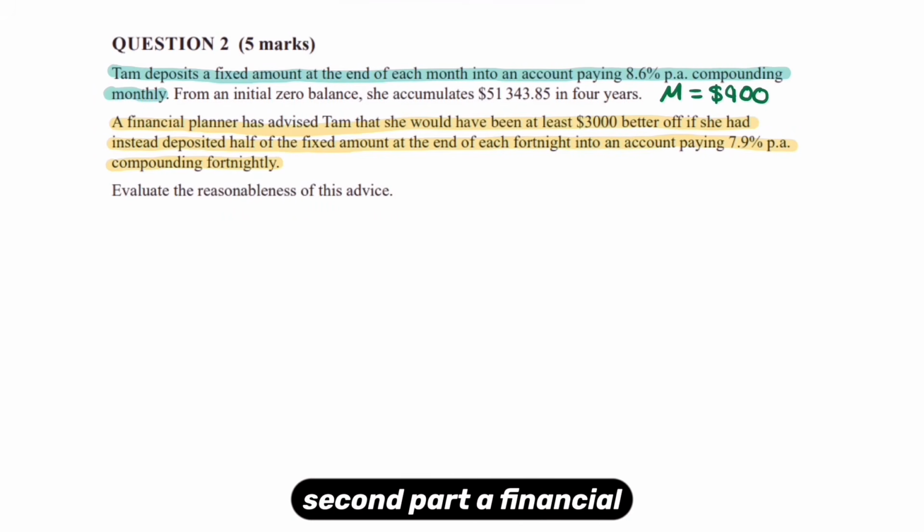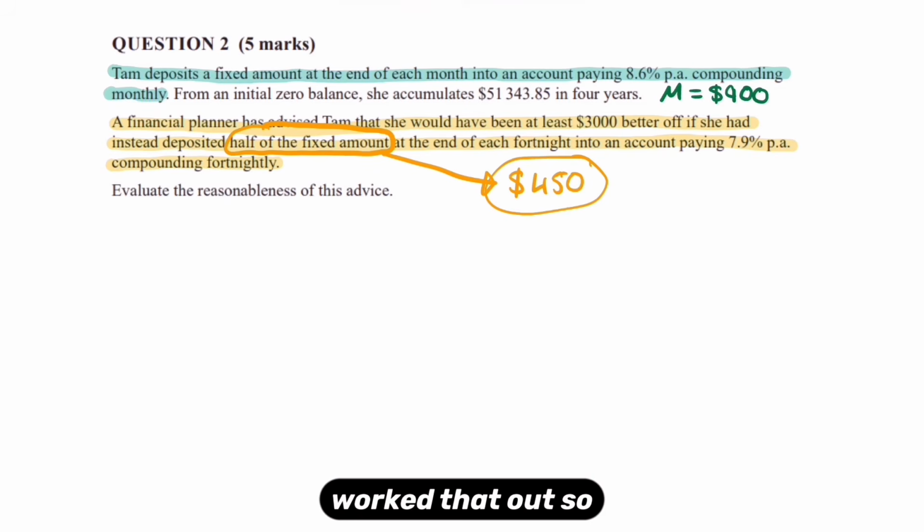So now let's read the second part. A financial planner has advised Tam that she would have been at least $3,000 better off. So she would have had $3,000 more if she instead deposited half of the fixed amount. So half of the fixed amount is $400 now. We've worked that out. So they're saying she would have been better off if she deposited half of the fixed amount at the end of each fortnight into an account paying 7.6% compounding fortnightly.